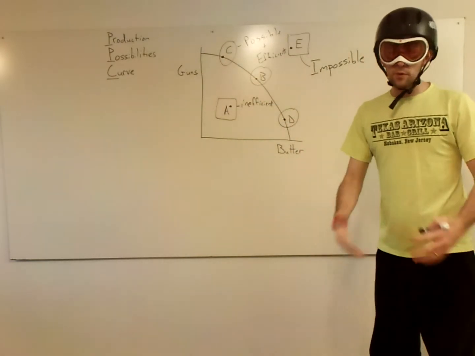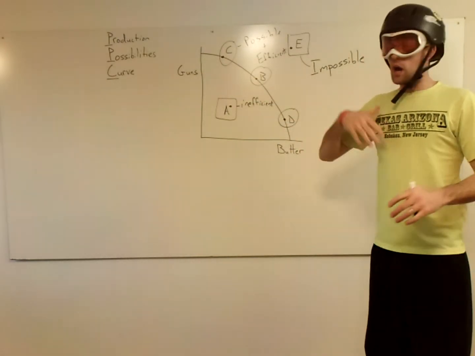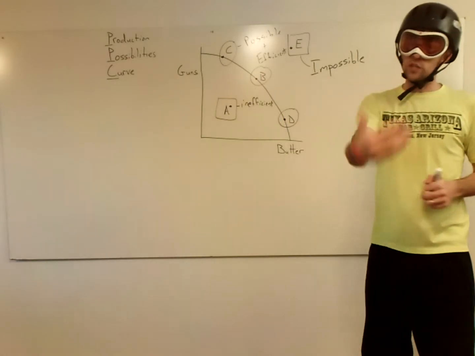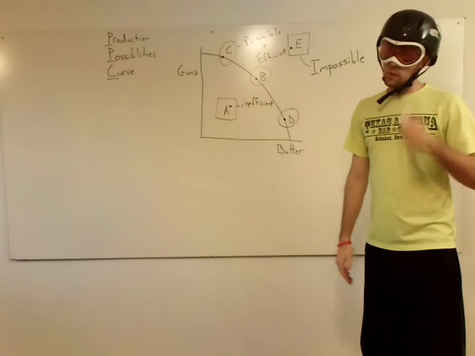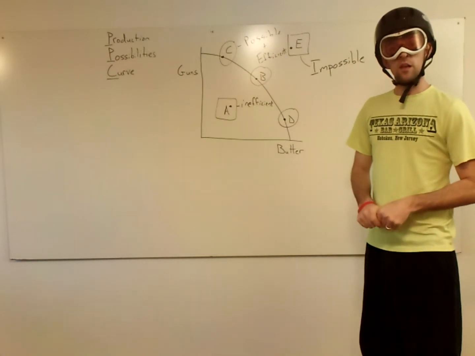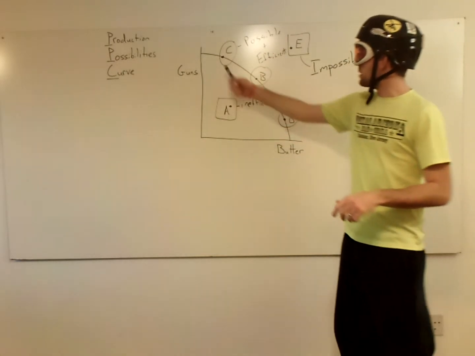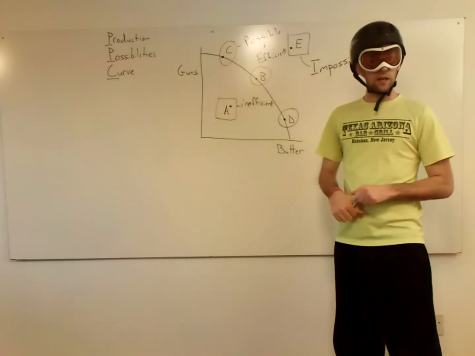If we get some more capital goods, more machinery, more technology, more skills, better educated workers, maybe we can work our way out to E. But right now, that can't happen. Next, we're going to look at how we can move along this curve and what it tells us, all right?